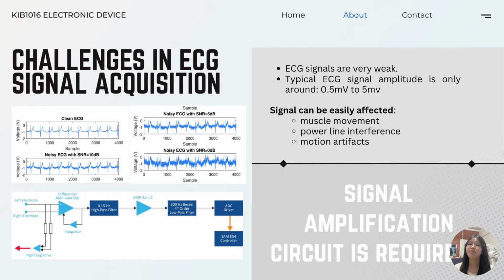Because the signals are very small, they can easily be affected by external noise such as power line interference, body movements, muscle activities, and surrounding electronic devices. Hence, the ECG signal cannot be directly processed or displayed accurately. To solve these problems, an amplifier circuit is needed to strengthen the signal before further processing.